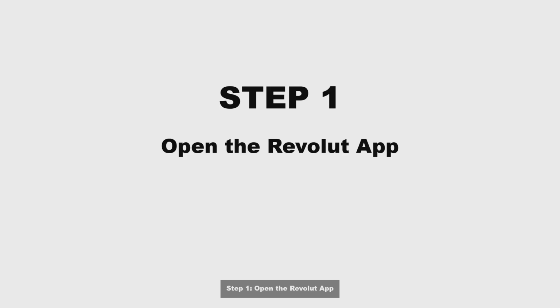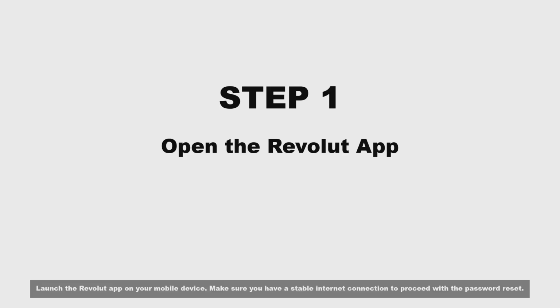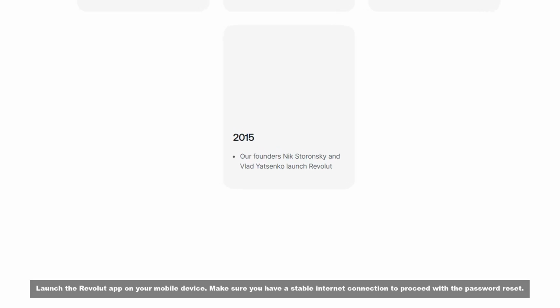If you've forgotten your Revolut password or need to reset it for any reason, follow these simple steps to regain access to your account. Step 1. Open the Revolut app. Launch the Revolut app on your mobile device. Make sure you have a stable internet connection to proceed with the password reset.